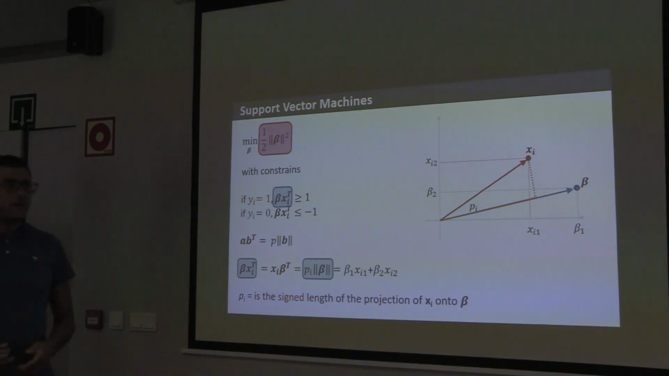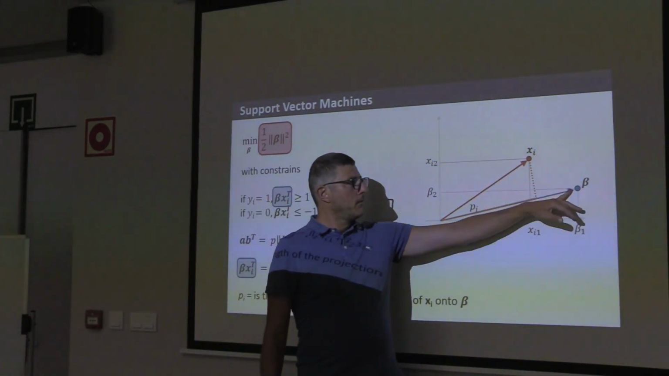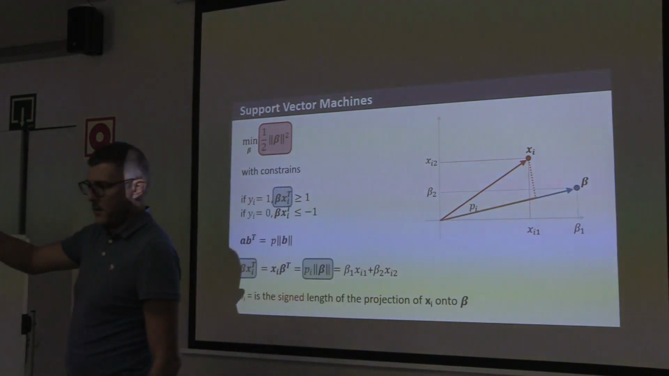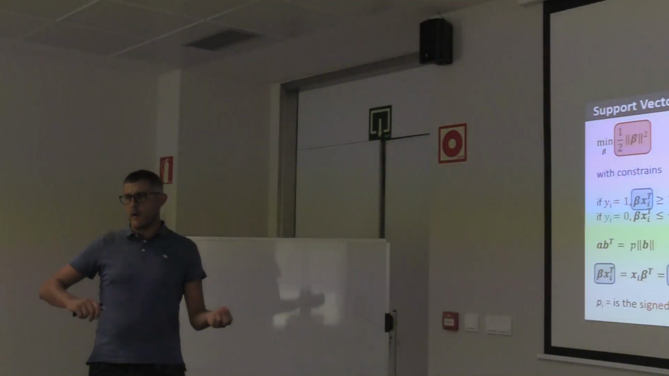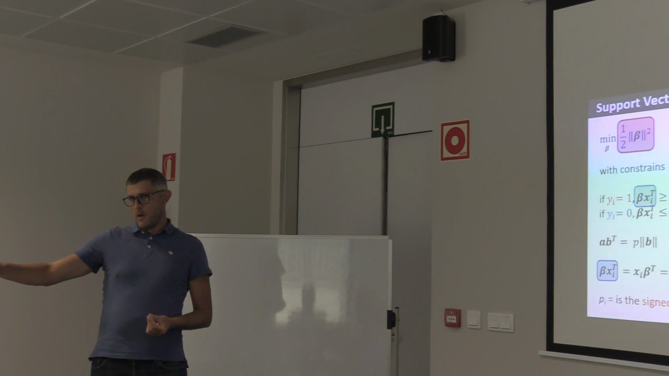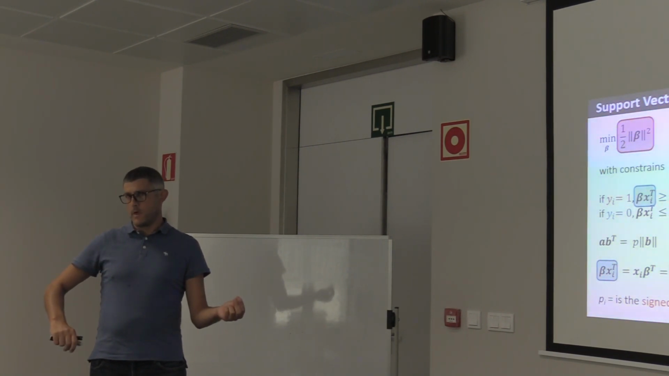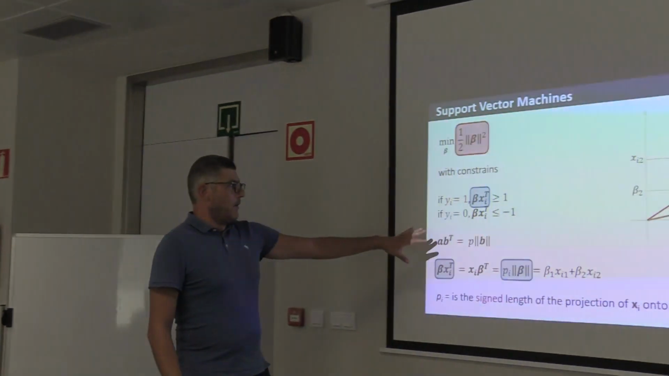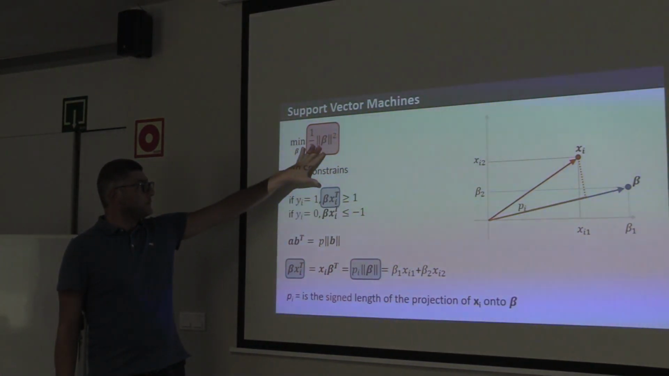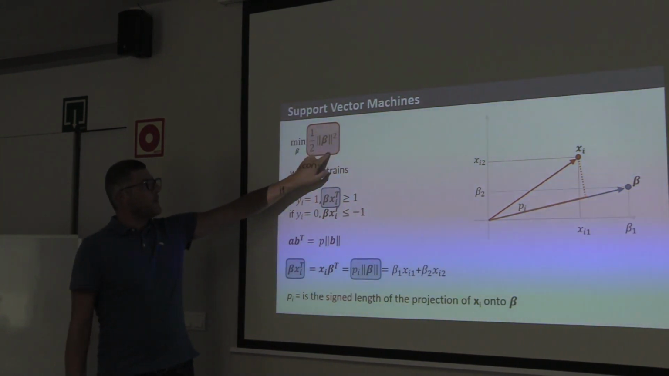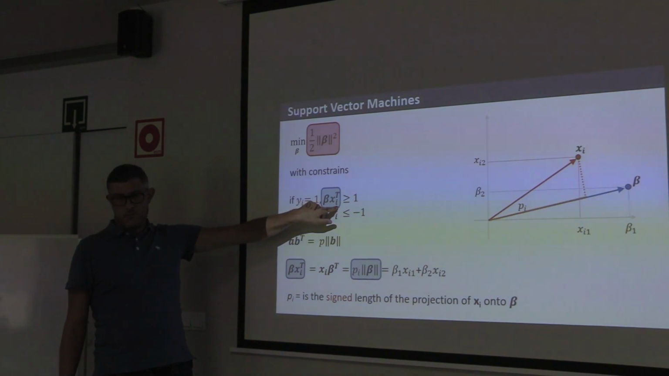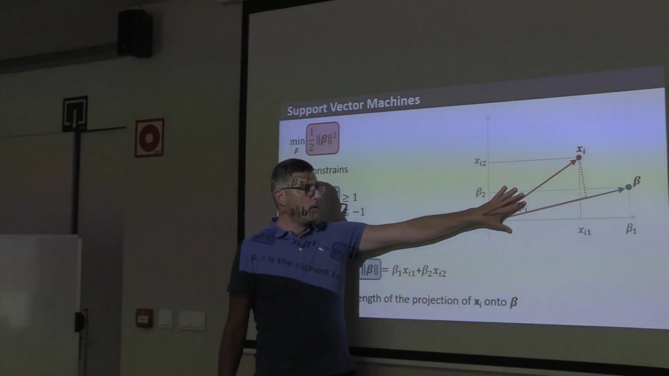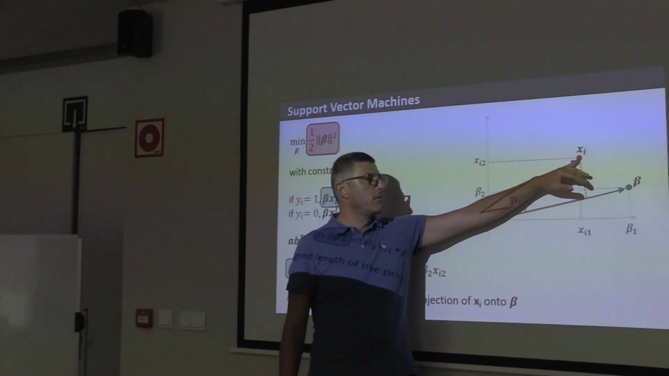Then we do a linear combination between the sample and the coefficients. We get a linear combination and we classify: if the linear combination is higher than 1, we classify the sample in class 1, otherwise in class 0. Here we want to minimize the squared length of this vector. This is the linear combination. This is the graphical situation of a generic sample.